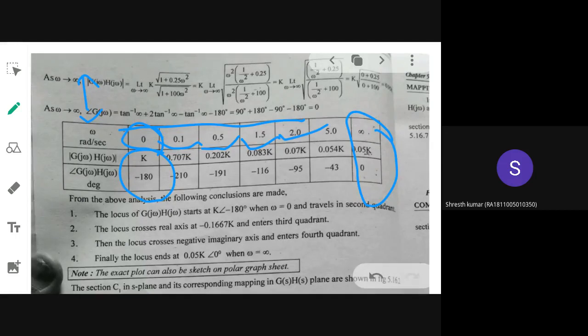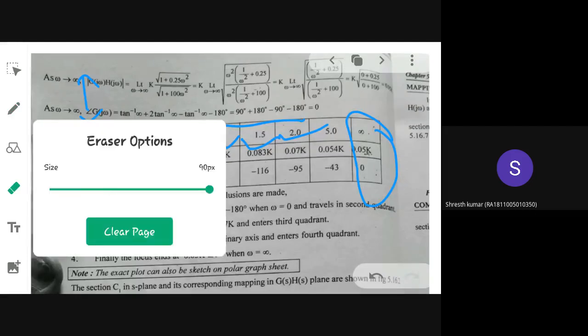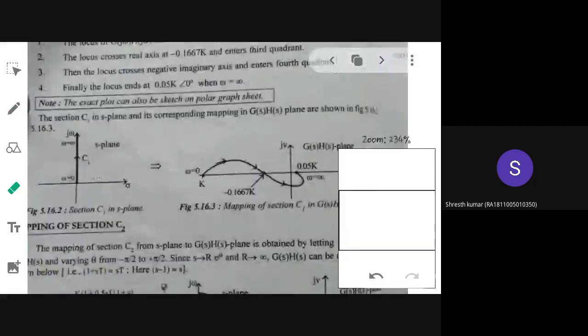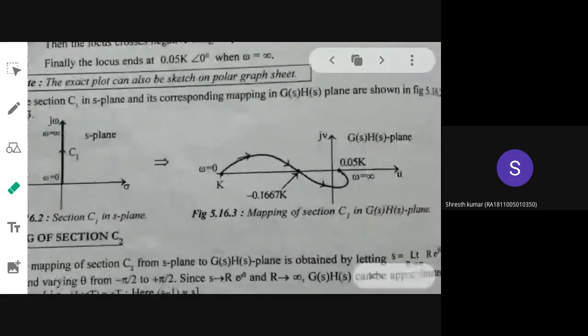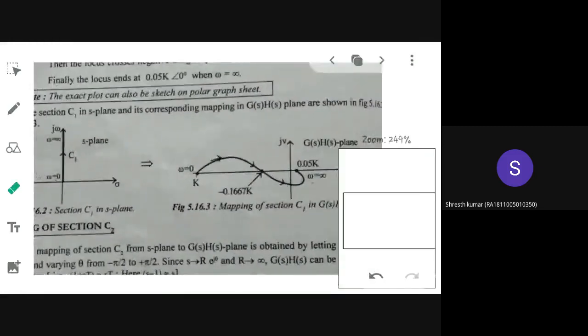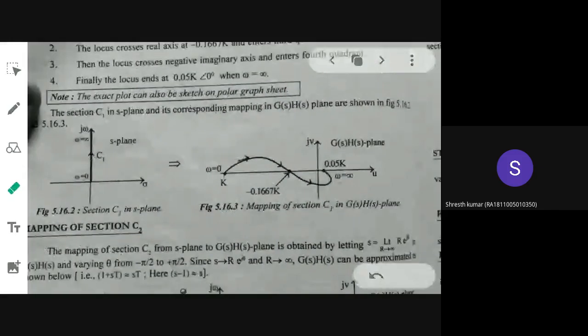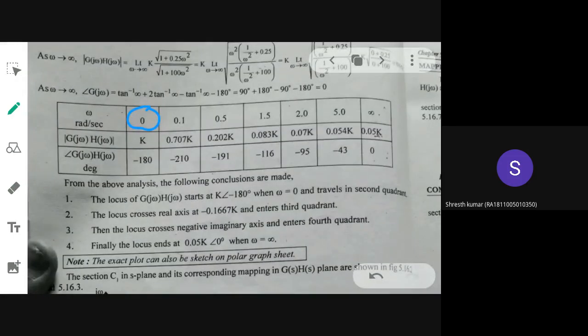But the important thing is you need to know the magnitude and the phase angle for these two values of omega, when it is 0 and when it is infinity. I'm not telling you how to remember, just check these two values.